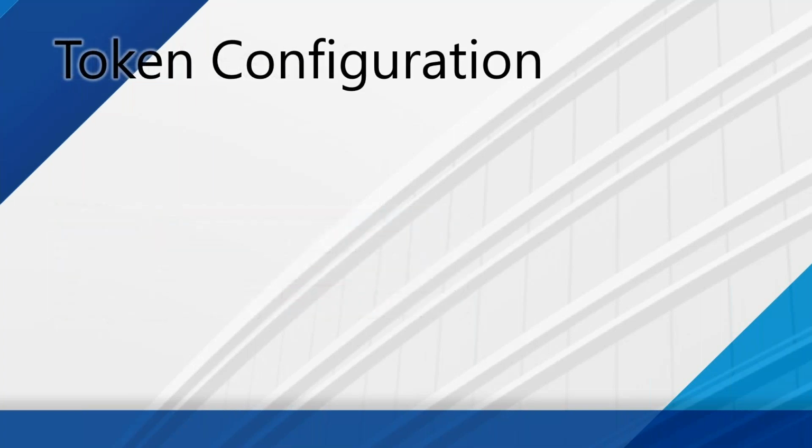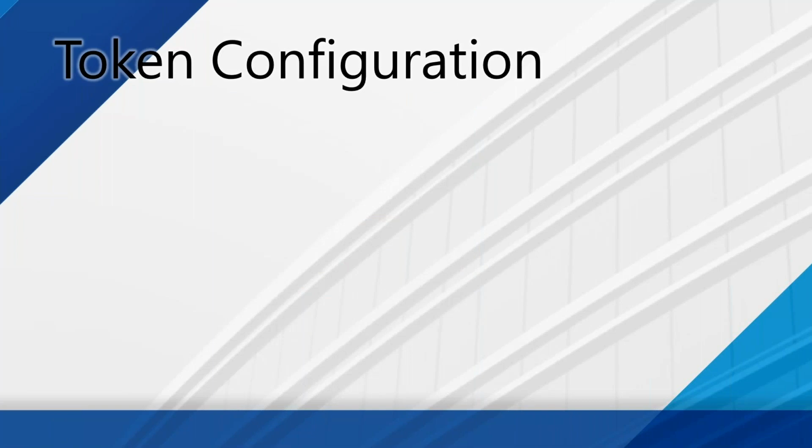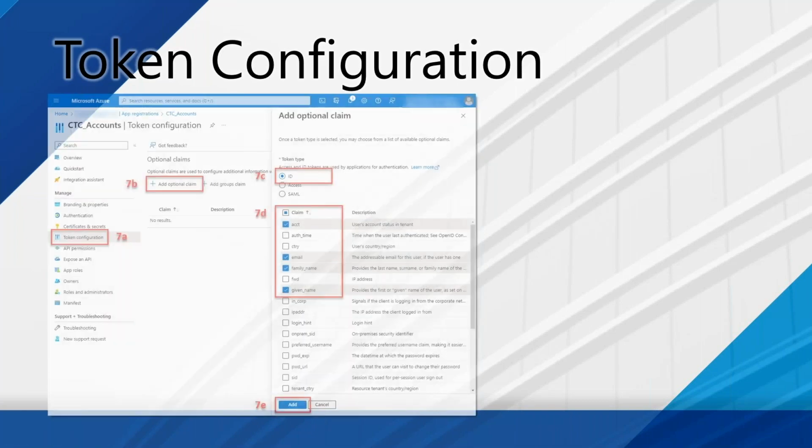Now, there's a couple more steps here, just minor things. There's a token configuration that determines what is used between the two organizations. And so you click to the token configuration, you add an optional claim. It's an ID token type. And then there's 4 values inside of here that we use to create a parallel between the accounts in your system and the accounts in our system. And then you click Add.